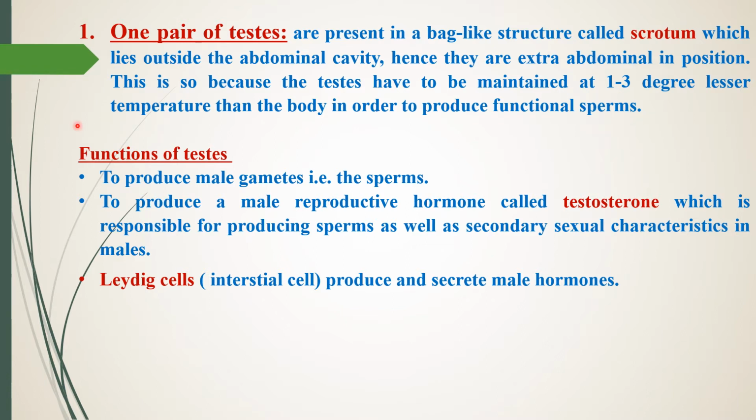सो मेल ह्यूमन बॉडी में क्या होता है, वन पेयर ऑफ द टेस्टिस होता है, और जो टेस्टिस के बाहर एक स्ट्रक्चर होता है उसको हम स्क्रॉटम बोलते हैं, और ये आउटसाइड द एब्डोमिनल कैविटी होता है, सो दैट जो टेम्परेचर है इनसाइड द स्क्रॉटम वो 1 या 3 डिग्री कम रहे एज कम्पेयर टू द बॉडी टेम्परेचर. वो टेम्परेचर कम क्यों चाहिए, क्योंकि फॉर द produce the more functional sperms.